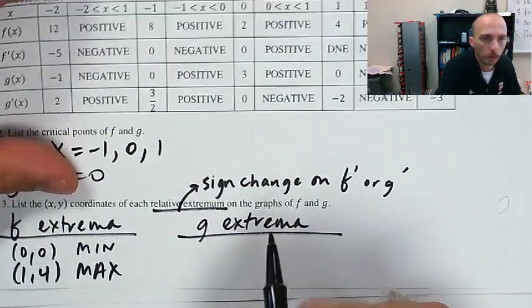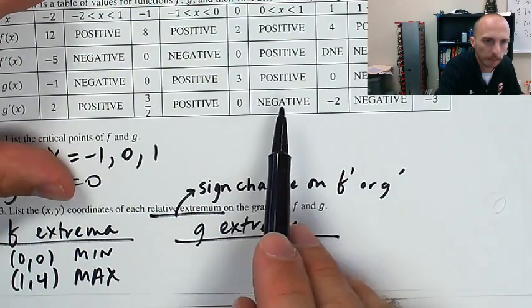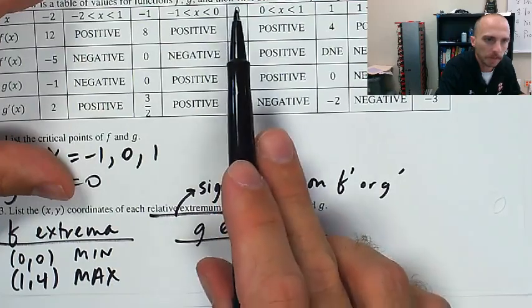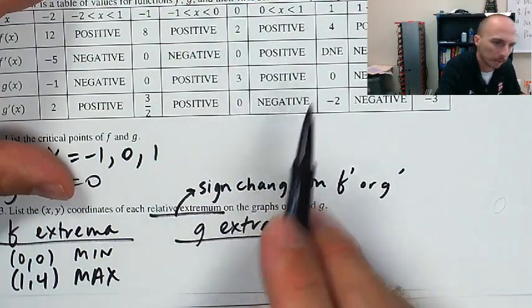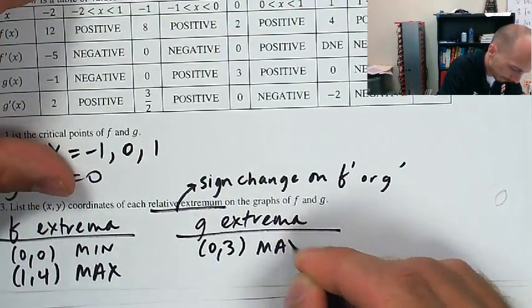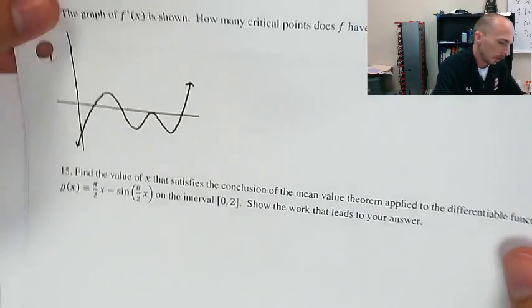Okay, g's extrema, we're looking for sign change on, here it is. Yep, positive, 0, negative. All right, and so at the point 0, 3, we have a maximum on g. Okay, that'll be all for that set of problems.